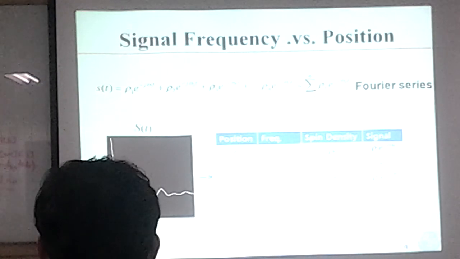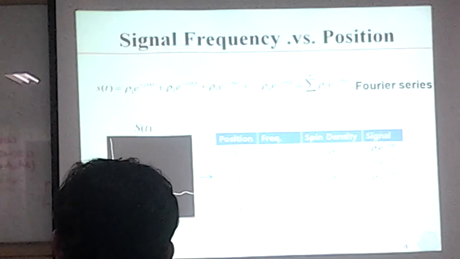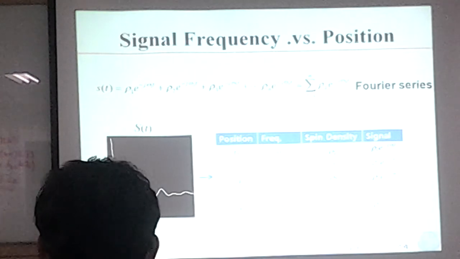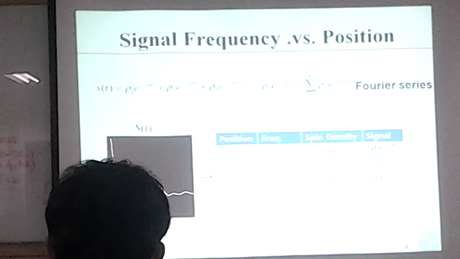At position 1, the spin density is rho 1, and the precession frequency is omega 1. This omega 1 is determined by the applied gradient field strength. Okay. At position 2, the spin density is rho 2, and the precession frequency is omega 2, and so on. So there are n signals from the n pixels, which can be mathematically represented by this equation.